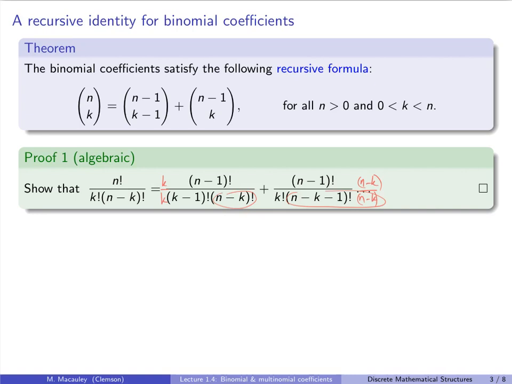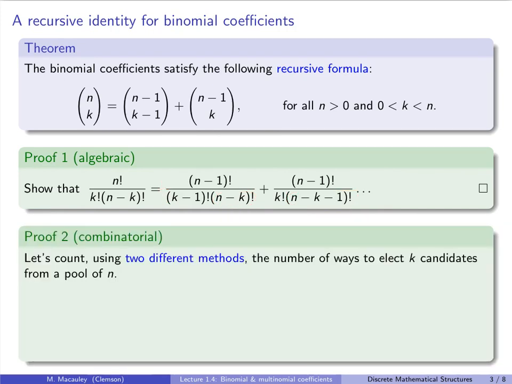Now the bottom of this is k factorial times n minus k factorial. And the top of this, look what we have. How many n minus 1 factorials do we have? We have k plus n minus k, so that is n times n minus 1 factorial. And look what we have, we have n, so this is just n factorial, which is that, and the bottom is equal to that. So that's one proof. It's pretty short.